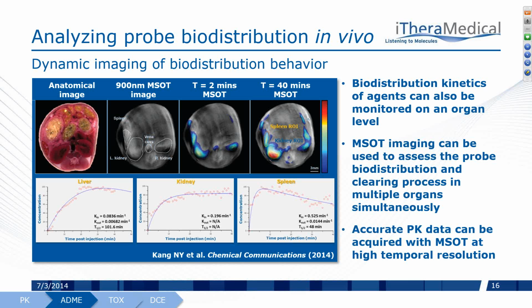So by imaging single cross-sections, we can get a very high temporal resolution, and we can figure out how fast the probe is entering what organs and how fast it's leaving those organs again. So this allows us to have a very detailed look at the biodistribution and determine the optimal imaging time points for this probe based on the organ that we want to image.